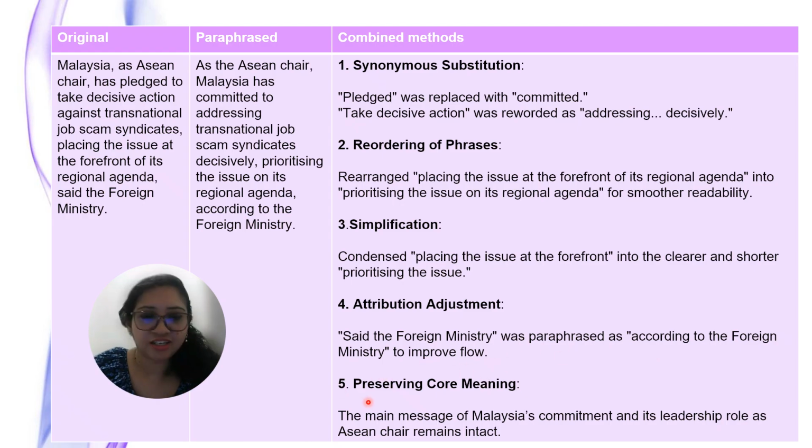And lastly, preserving core meaning. This is also very important. The main message of Malaysia's commitment and its leadership role as ASEAN chair remains intact. And this is, of course, the most important thing when you paraphrase. You have to keep the meaning in context.